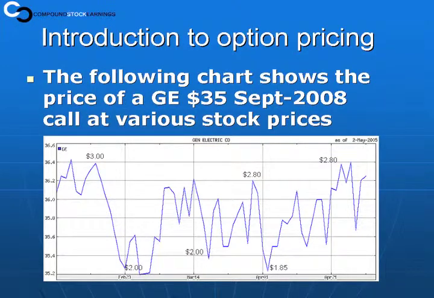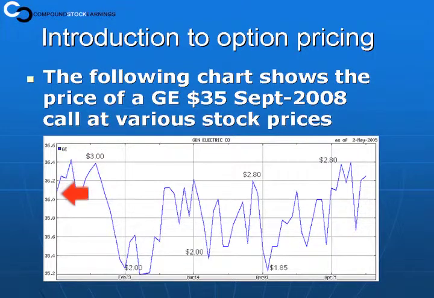This chart shows the price of a GE $35 September 2008 call at various stock prices. The blue line is the price of GE stock as it's going up and down. The dollar amounts on the chart are the trading price, the market price, the price that people are buying and selling that option contract at various points in time and as the stock price goes up and down. Here you see the option's worth $3. So how does the price of the underlying stock affect the value of that option?